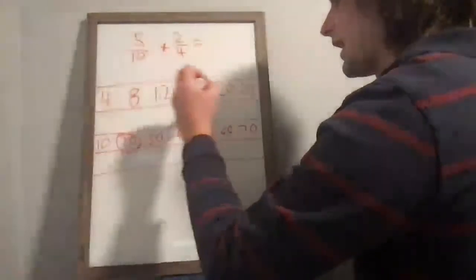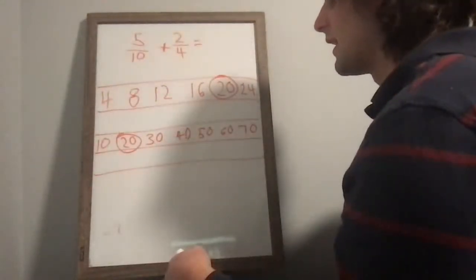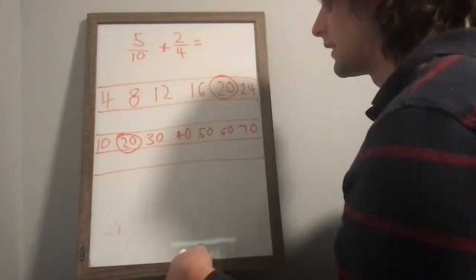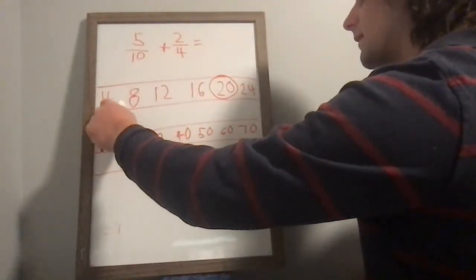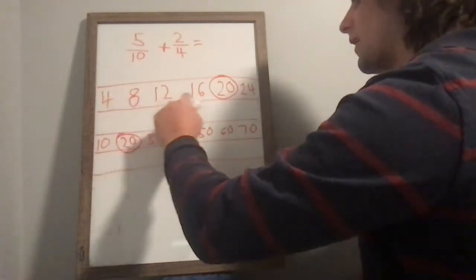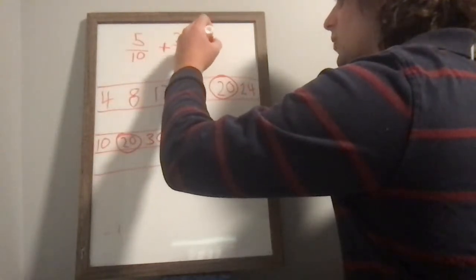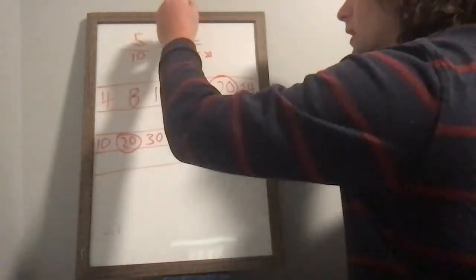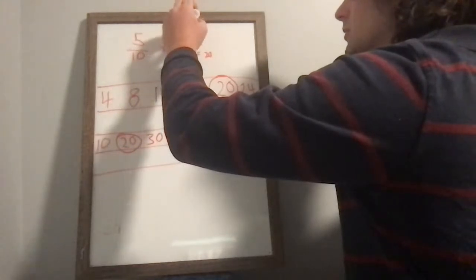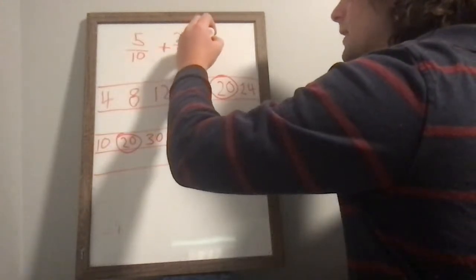So 20 is a multiple of 10, and 20 is a multiple of 4. So we have our least common multiple of 20. Now, to get 20, I had to count by 4 five times: 4, 8, 12, 16, 20. So 4 times 5 equals 20. Whatever you do to the denominator to convert it, you've got to do to the numerator. So 2 times 5 equals 10, so 2/4 is equal to 10/20.